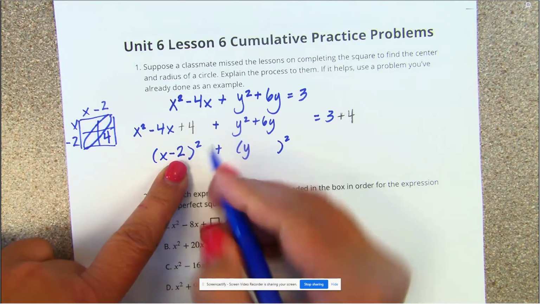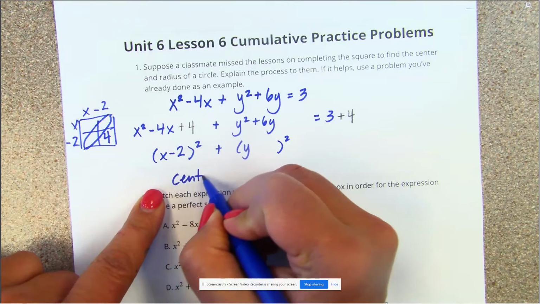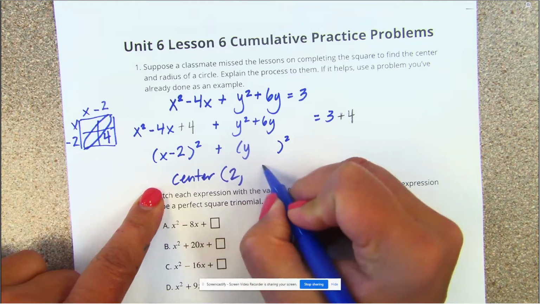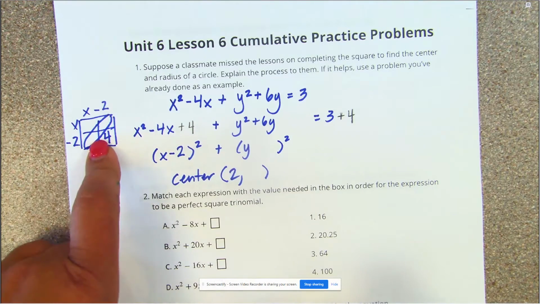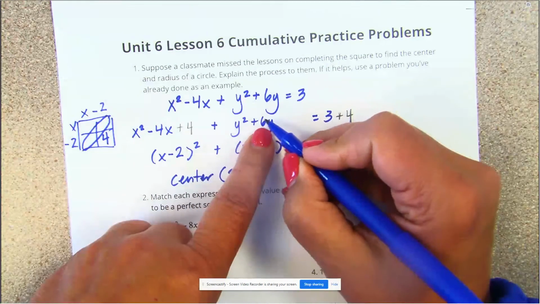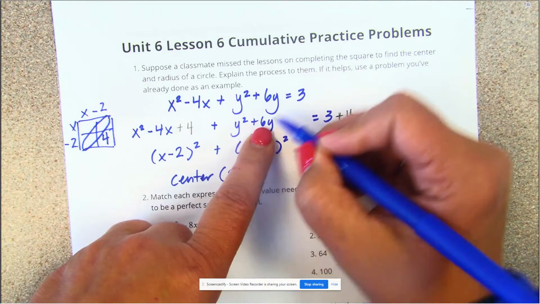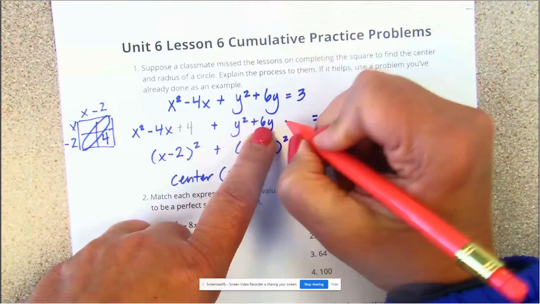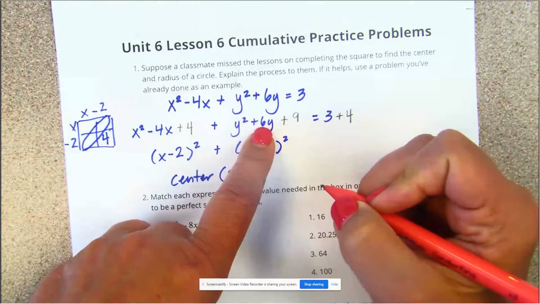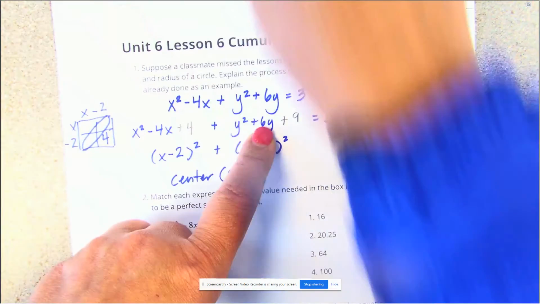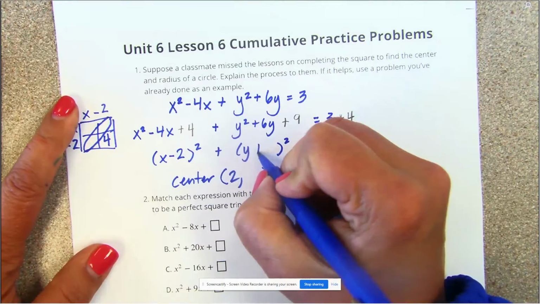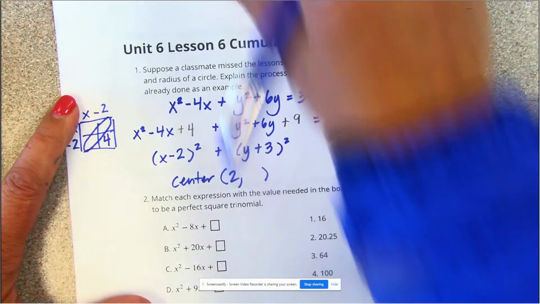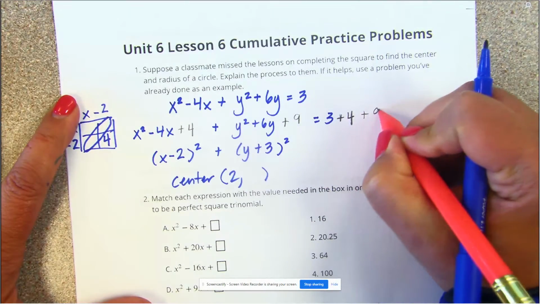Now I can see the x-coordinate for the center. The center of this circle is 2 something. Now how do I figure out this one? Maybe you think about the box, or you just do it in your head. Half of 6 is 3. 3 squared is 9. That's the number that goes here to make it a perfect square. So the number that would go in here, what was the half of that? The 3. But if you add 9 over here, you got to add 9 over here.